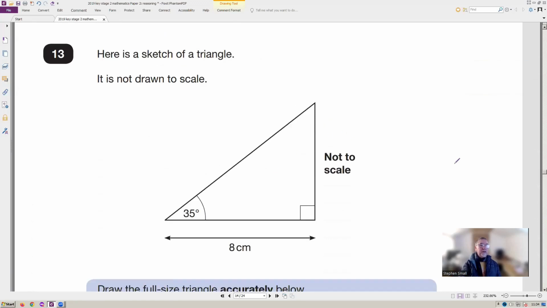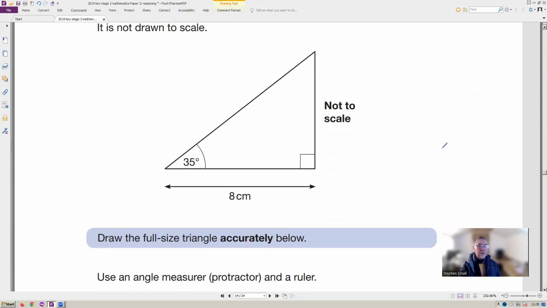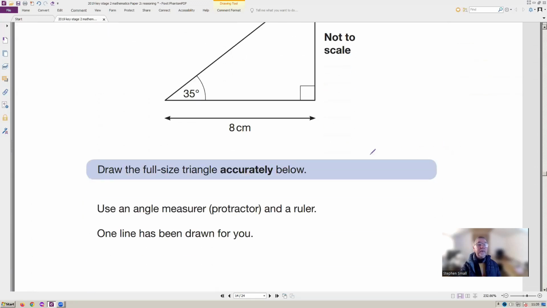Here is a sketch of a triangle. It's not drawn to scale. Draw the triangle accurately below.